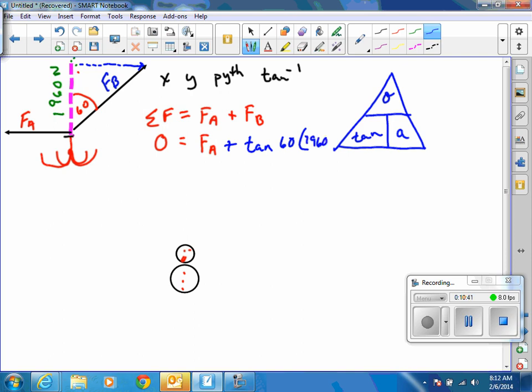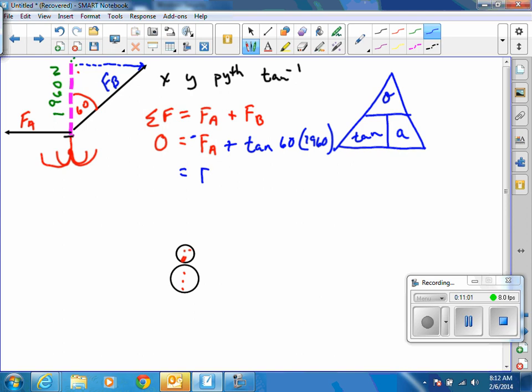All right. Now, this side is pulling to the left. Which way is FA pulling? To the left. Very good. So it has to be negative, right? So a negative FA plus a positive FB is going to equal 0. So now what I got to do is figure out what all this equals.